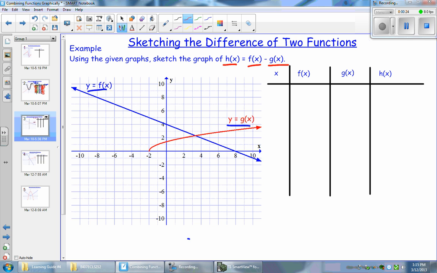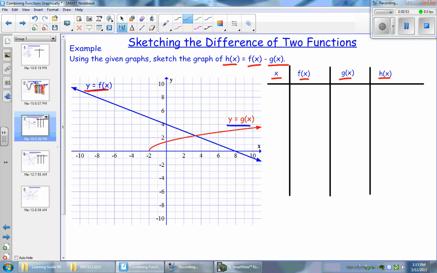Okay, so like in my last lesson, the first thing you want to do is pick some x values so that you can complete the rest of your table of values. When you're picking your x values, you have to pay close attention to the domain of each of your given graphs. If I'm starting with this graph right here, y is equal to f of x, that looks like a linear function. There's no breaks or points of discontinuity, so that means all my x values are defined for this graph.